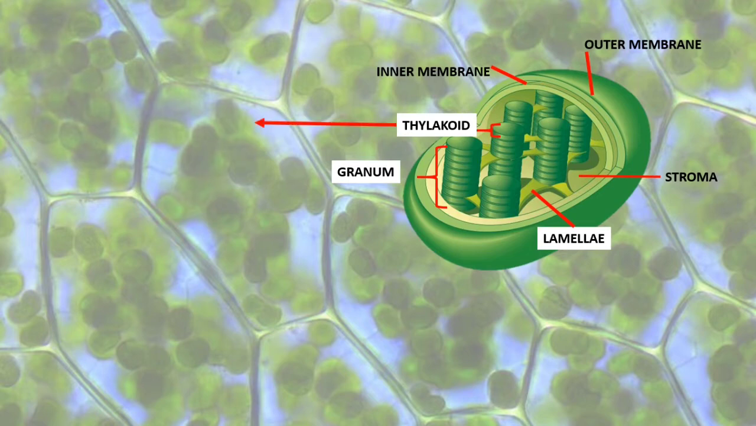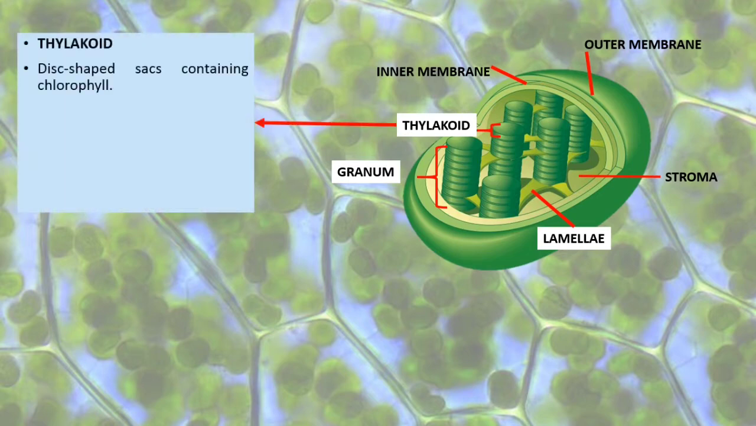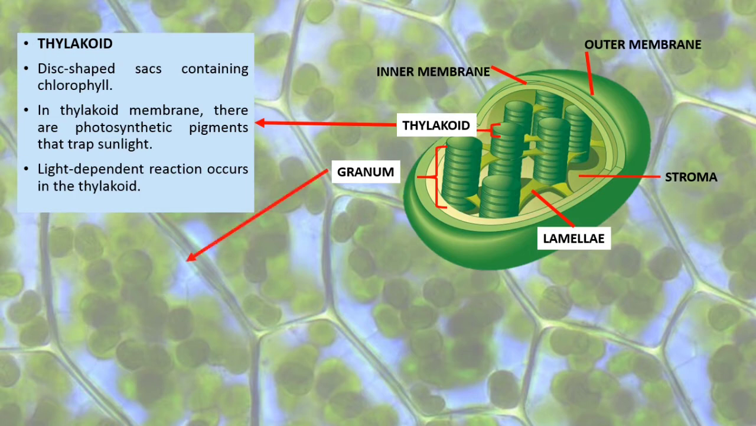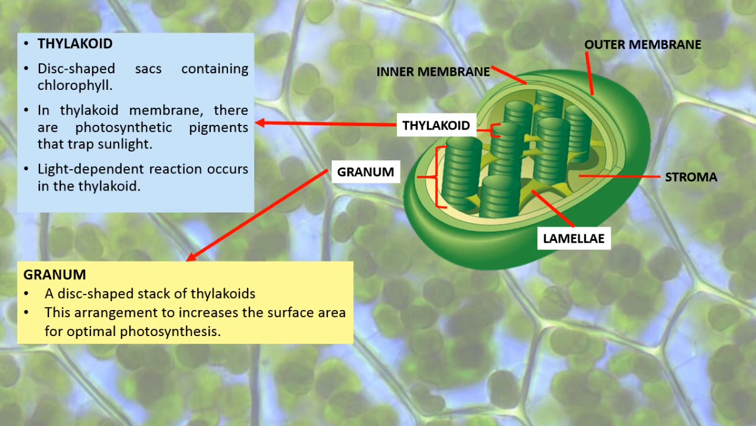First, thylakoid. Thylakoid is a disc-shaped sac containing chlorophyll. In the thylakoid membrane, there are photosynthetic pigments that trap sunlight. Light-dependent reaction occurs in the thylakoid. So the chlorophyll is on the surface of the thylakoid. Granum. Granum is a disc-shaped stack of thylakoids. This arrangement increases the surface area for optimal photosynthesis. So granum is the stack of thylakoids.